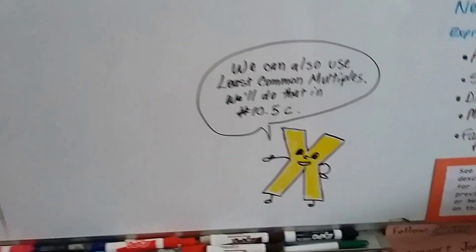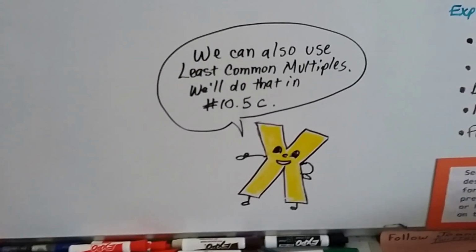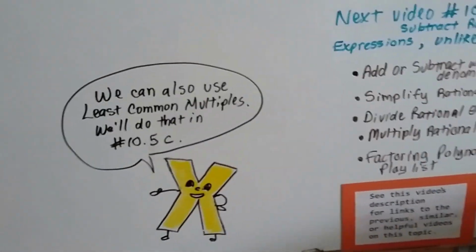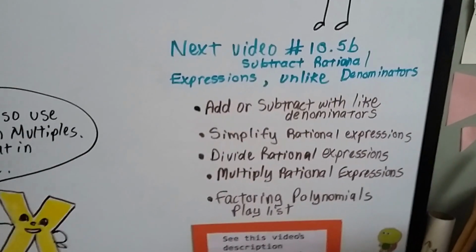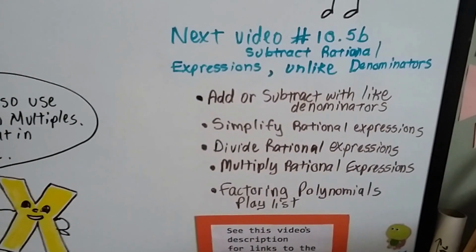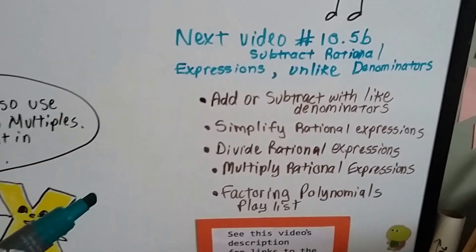Now we can also use least common multiples, and we're going to do that in 10.5c. But before we do that, our next video is 10.5b. We're going to talk about how to subtract rational expressions that have unlike denominators.